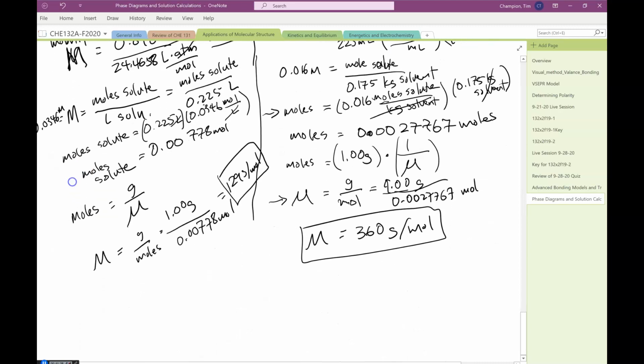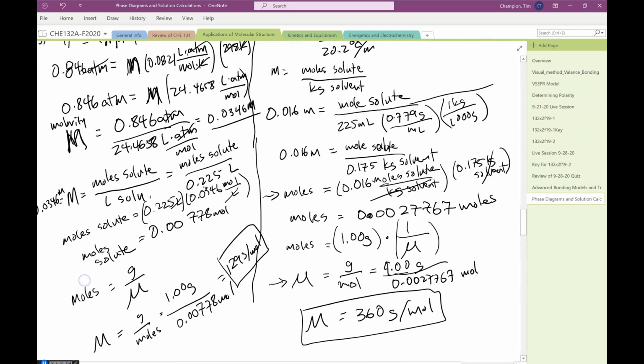All right, so there are other examples of calculations that you'll see, but this is a brief overview of those, and so I hope that helps.